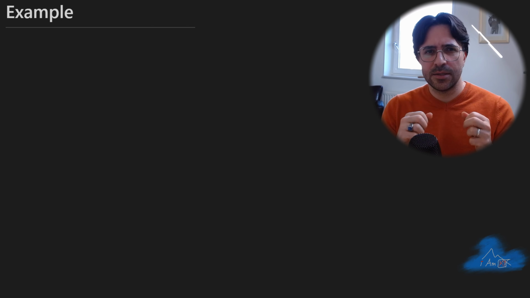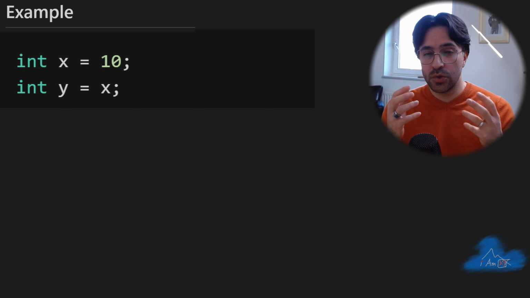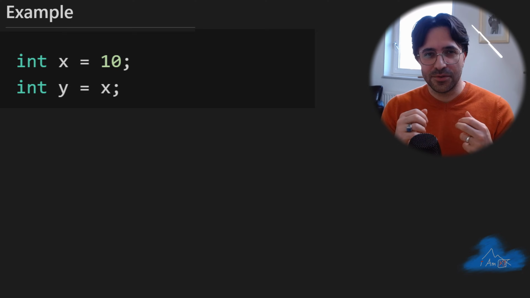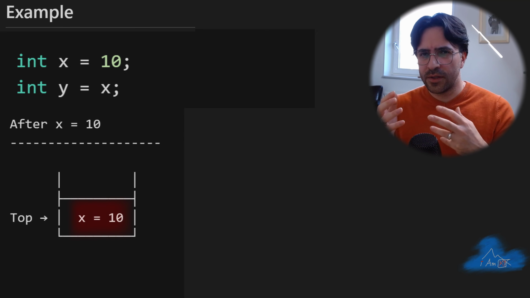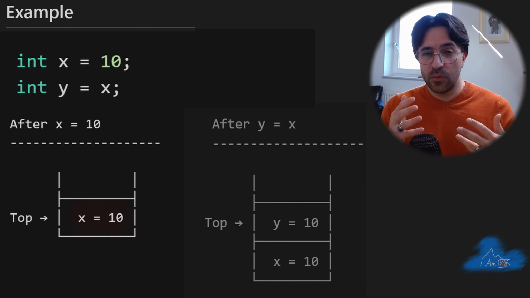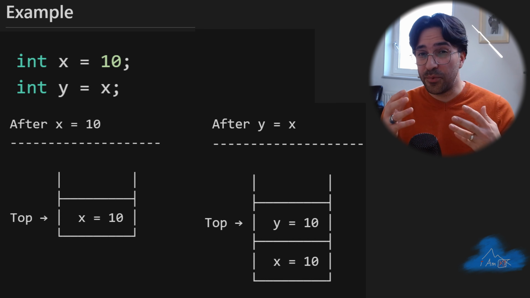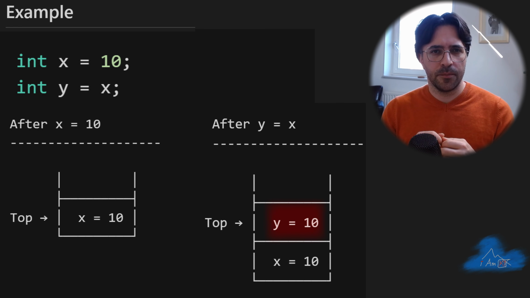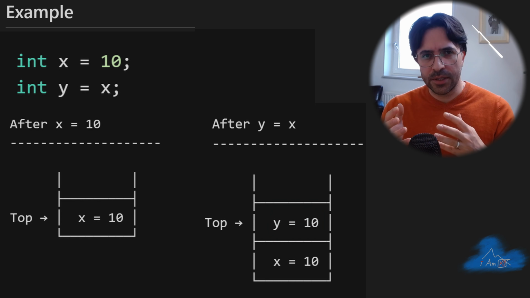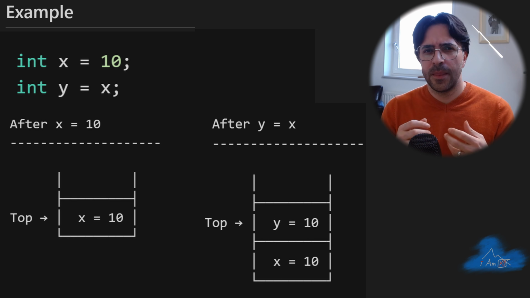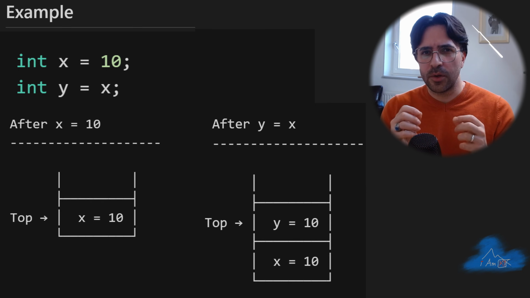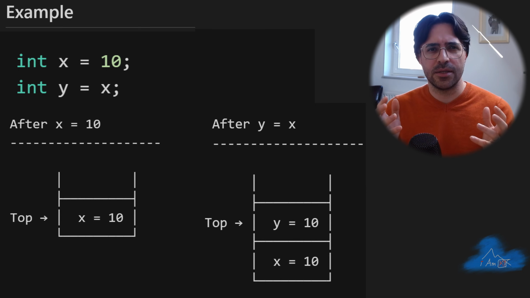Now let's look at a simple example. Here we have two variables. When we create x, we store the value 10 on the stack. Then we say int y equals x. This creates a brand new variable called y. The value 10 is copied. x and y don't know about each other at all. That's because int is a value type. Value types store the actual data, and when you copy them, you get a totally independent copy.